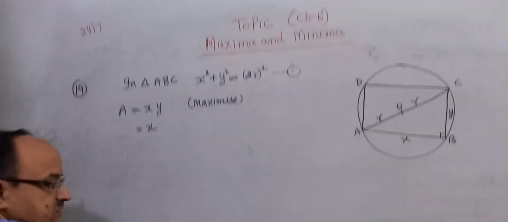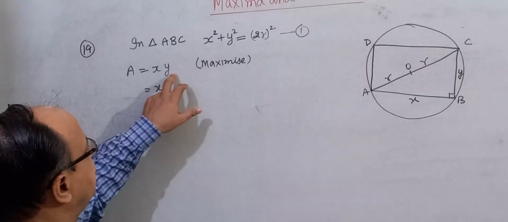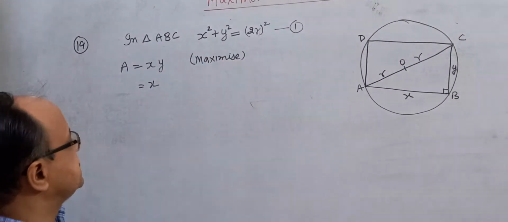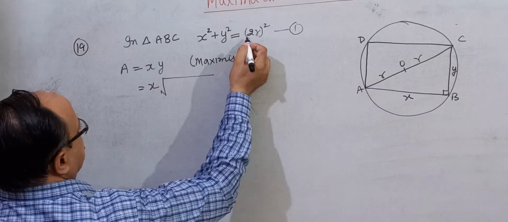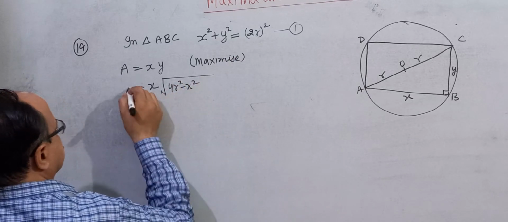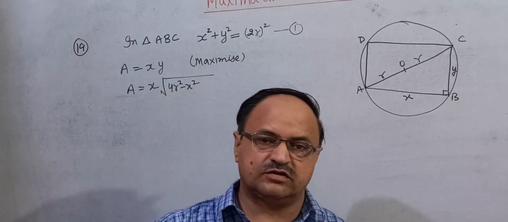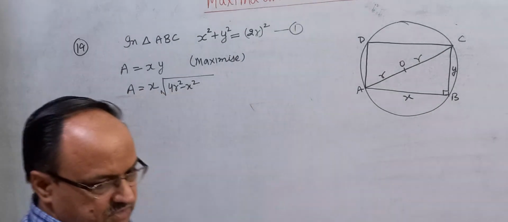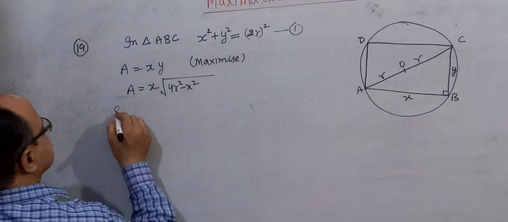Now before taking the derivative, convert it into one variable with the help of this. Put the value of y: 4r square minus x square. Clear? Now you can take the derivative. If a root is given in the question, then square both sides.